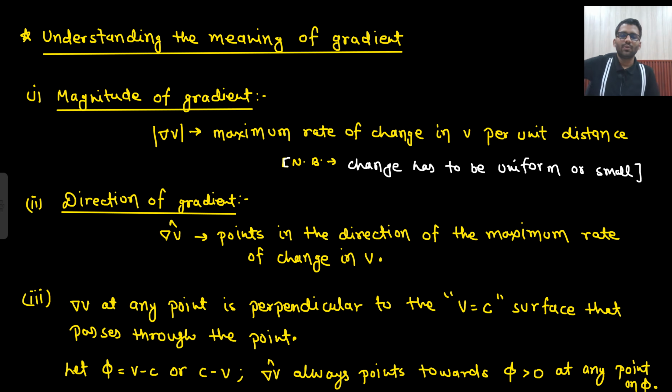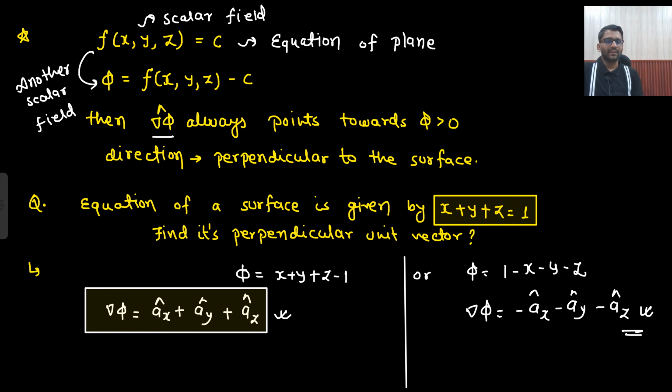So we have understood all these points now. Maximum rate of change in V per unit distance points in the direction of the maximum rate of change in V, and this is the point about the function I have written. Delta V, or gradient of V, at any point is perpendicular to the curve V equals C that passes through the point. And if phi is equal to V minus C or C minus V, then this direction will always point towards the increasing direction of the function, that is phi greater than 0. Well and good.